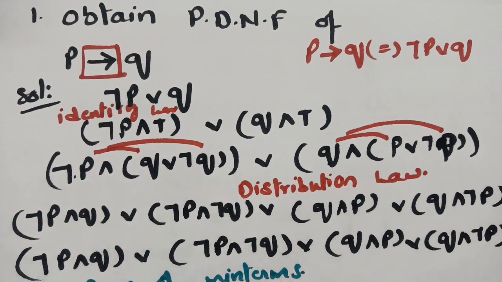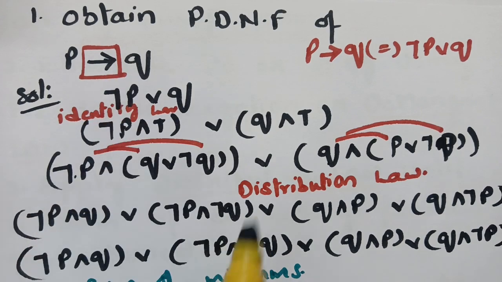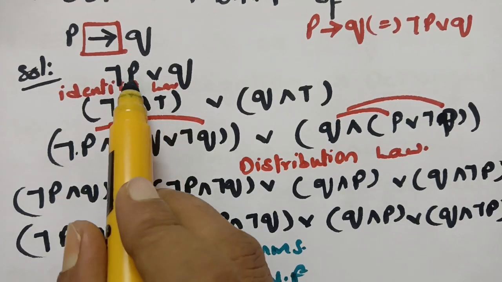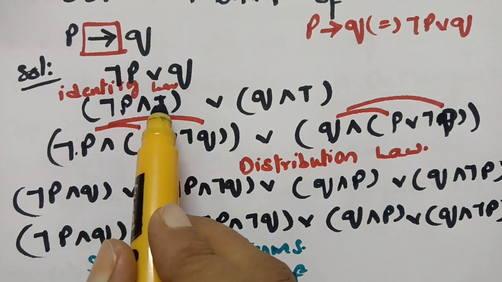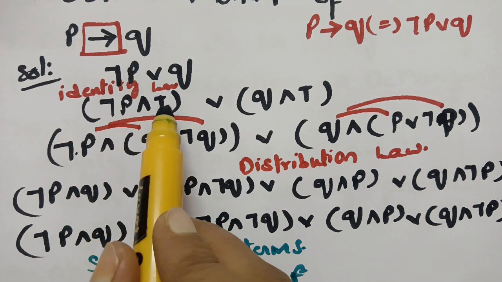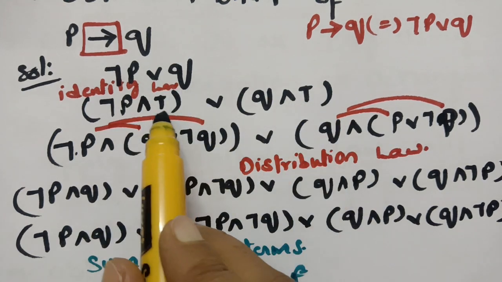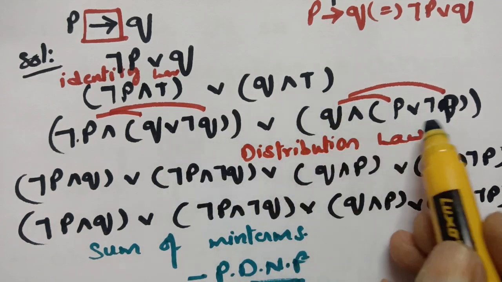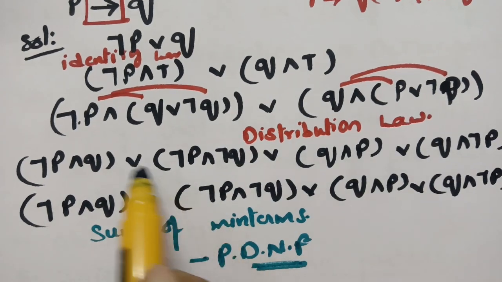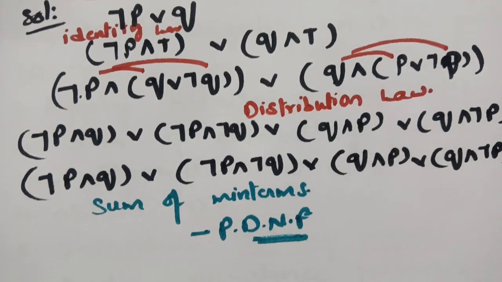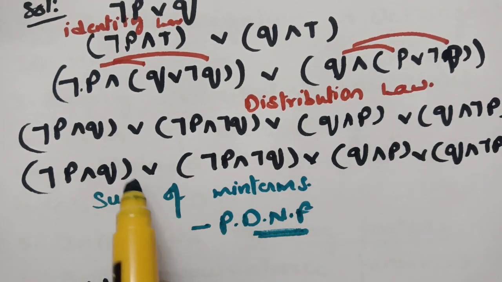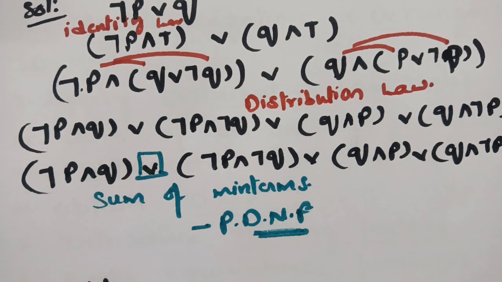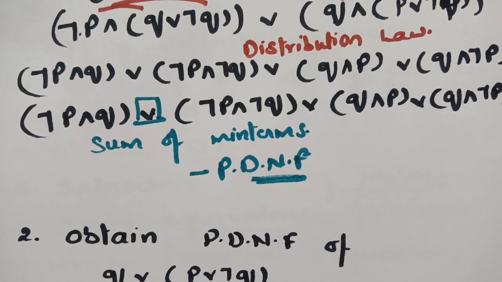The first one is P implication Q. We have to eliminate this implication using the equivalent formula, and next we have to introduce, as there is P, we have to introduce Q. So I am using the identity law, that is P and T, and this is P and T. So in place of T, I am going to use Q or negation Q, and this is P or negation P. So again, I'm using the distributive law, and after distributing, these are all the minterms. So this is a disjunction or sum. The sum of all minterms is nothing but the principal disjunctive normal form.